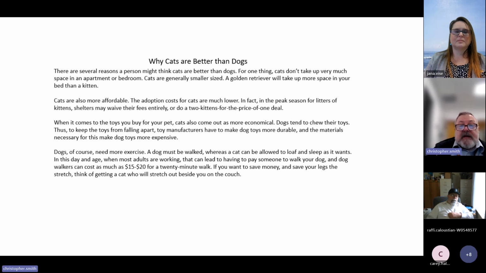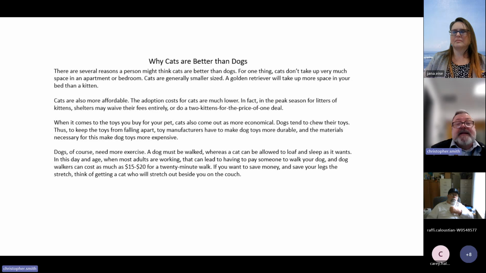In fact, in the peak season for litters of kittens, shelters may waive their fees entirely or do a 2 kittens for the price of 1 deal. When it comes to the toys you buy for your pet, cats also come out as more economical. Dogs tend to chew their toys. Thus, to keep the toys from falling apart, toy manufacturers have to make dog toys more durable, and the materials necessary for this make dog toys more expensive.